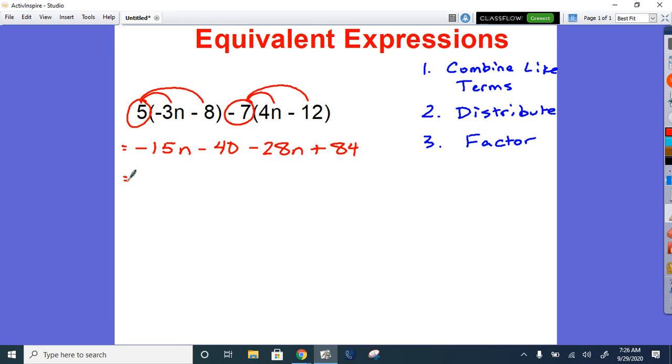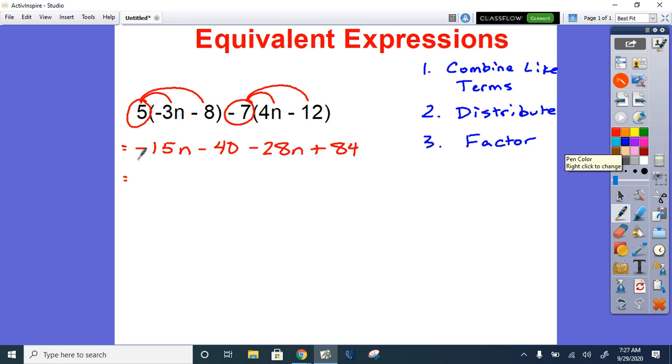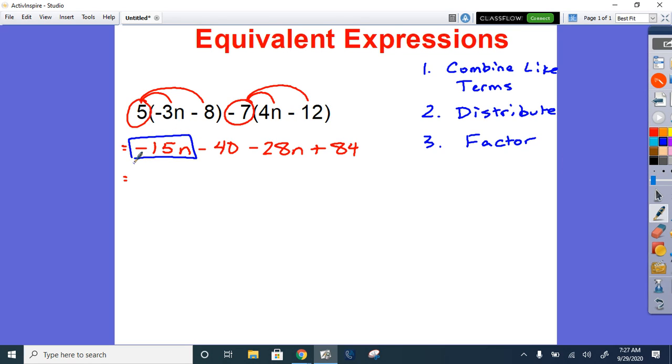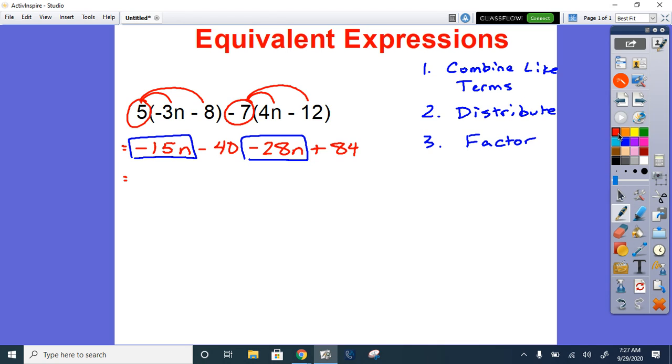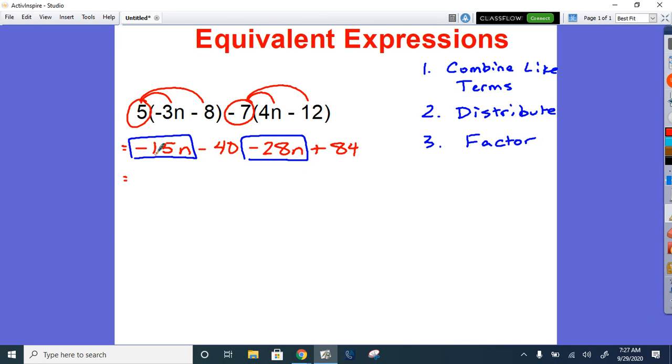In this case, what do I have that are like terms? Well, I'm going to box those off. I have my variables, this negative 15n and this negative 28n. Notice how I take the sign with it. So now I'm going to combine those coefficients. I'm literally just going to say, all right, I have negative 28 and negative 15. Add those together. We get negative 43 for our coefficient, and our variable n stays the same.